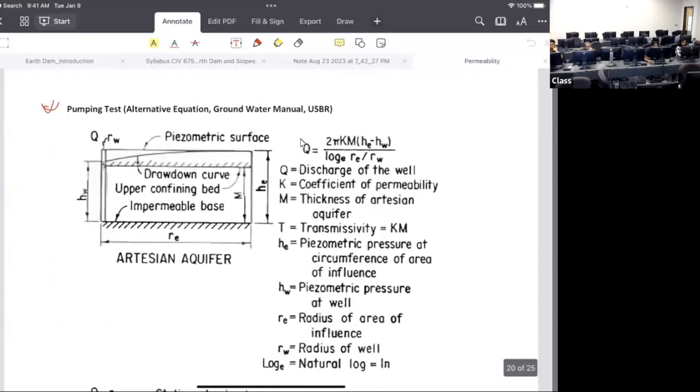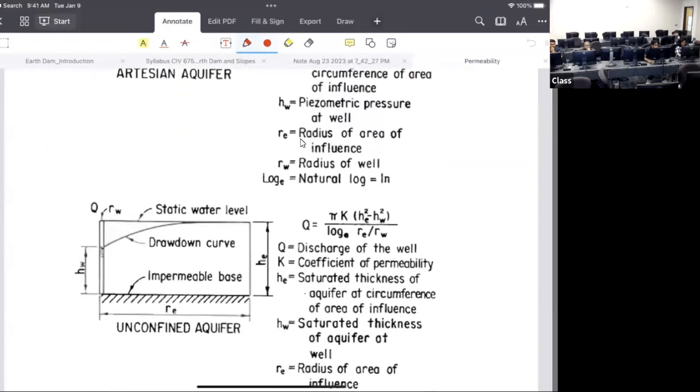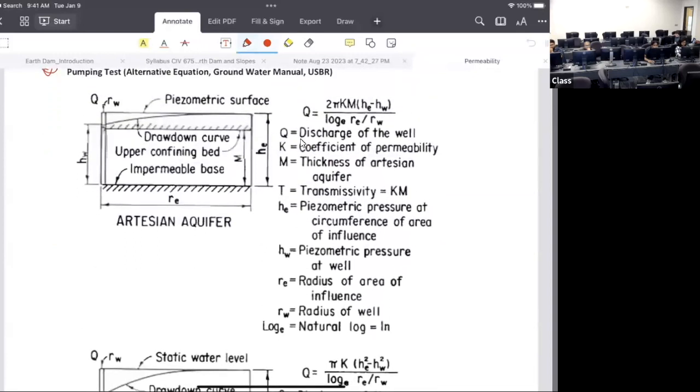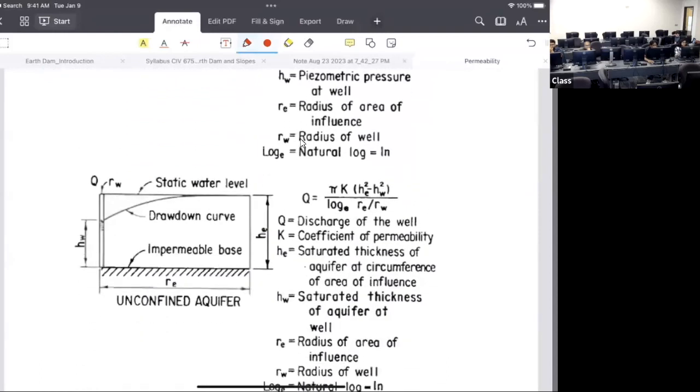So basically, if you know all these details, then all you have to do is know a few numbers. There are two conditions here. One is the artesian aquifer, and the second one is the unconfined aquifer. So any idea what the unconfined aquifer is versus the artesian aquifer?